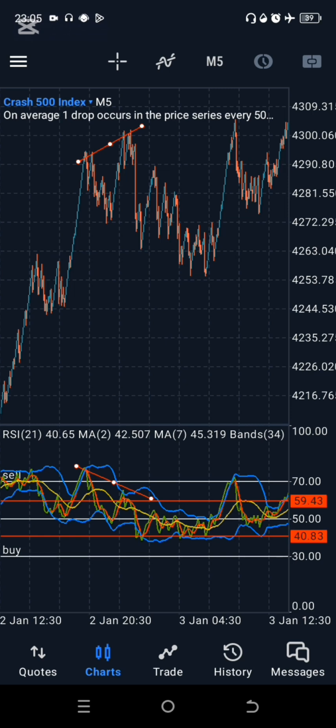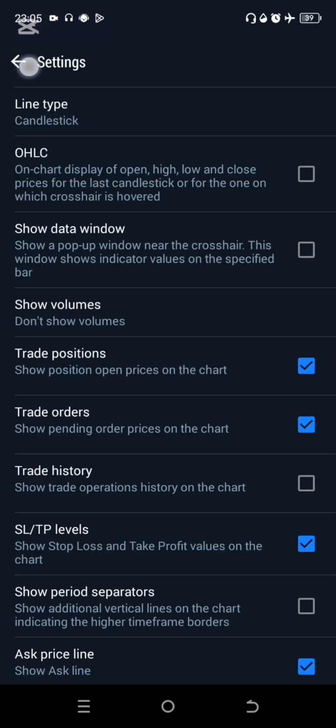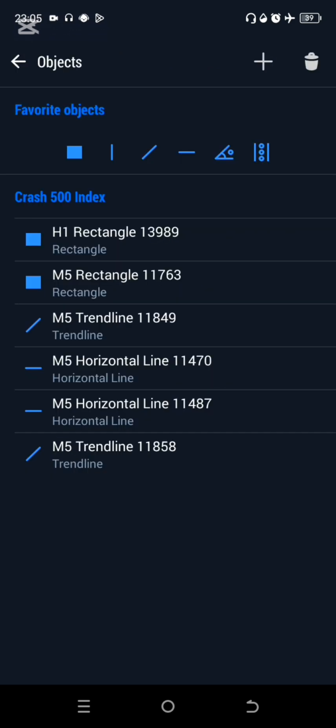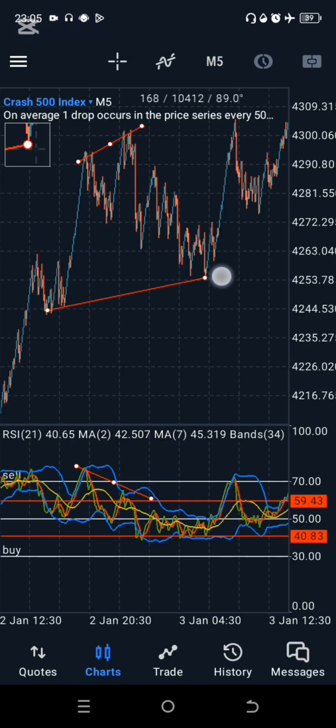So this is regular divergence. And then there is also hidden divergence, which is like the opposite of this. So over here, the market is showing a higher high. The candlesticks are showing a higher high.